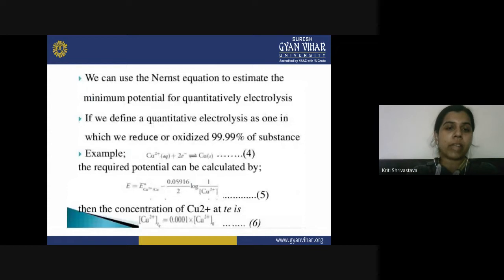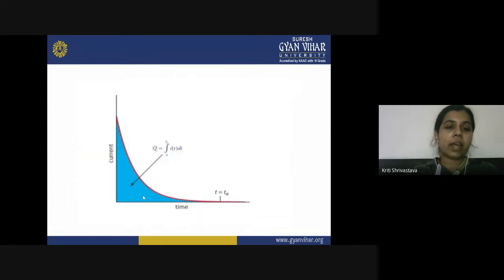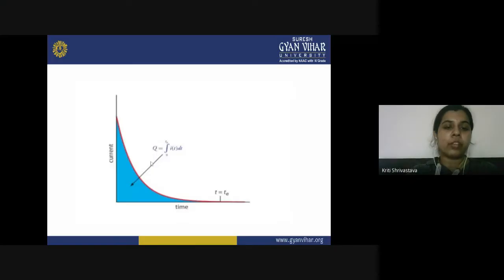So it is the exhaustive electrolysis. When you calculate the area under this graph by applying the integration like this, in that case you can find out the value of Q. So this is one of the methods to get the charge value. You can plot a graph like this and you can integrate this.